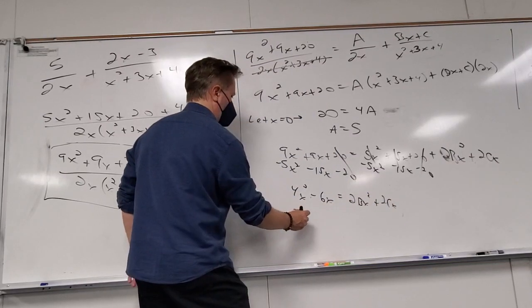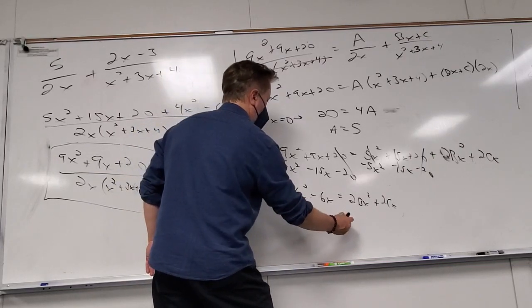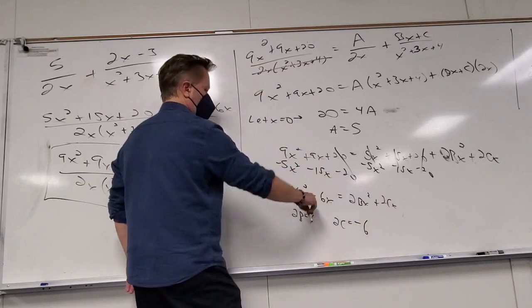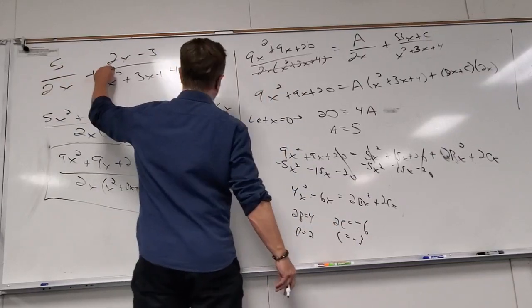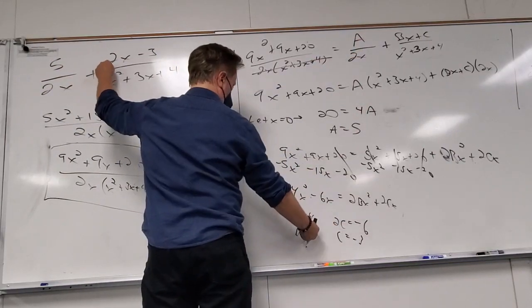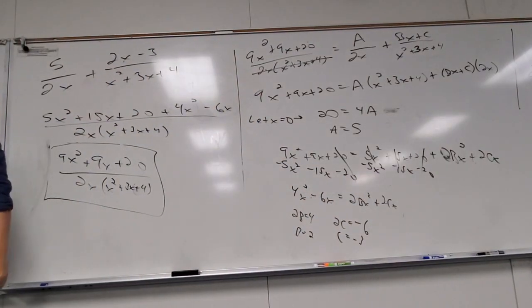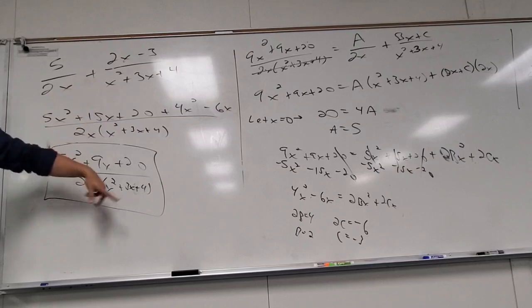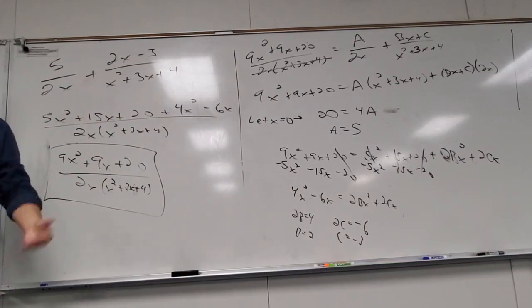So what does 2b have to equal? 4. And what does 2c have to equal? Negative 6. Right? 2c is negative 6, so then I'll catch up to you. Oh, sorry. c is negative 3. So b is 2, c is negative 3. Yay! So that's all this is doing, is trying to figure out what was here before somebody put it together. In this case, it was us, but on the test it's going to be me.